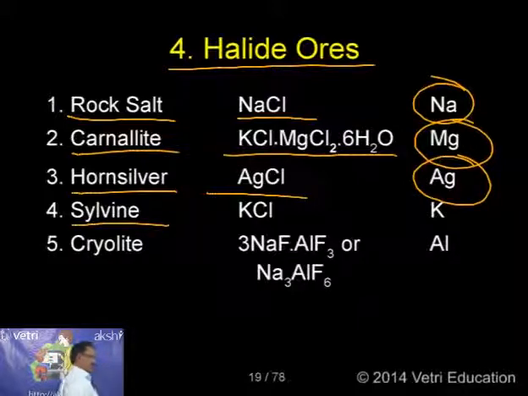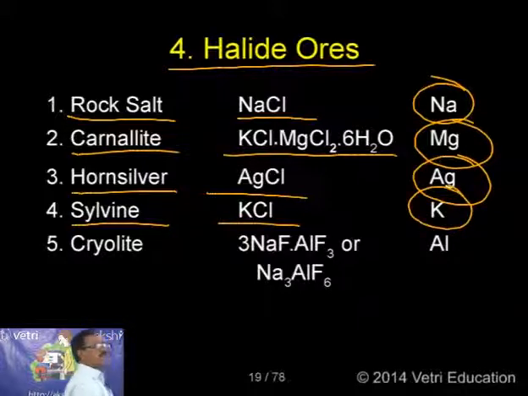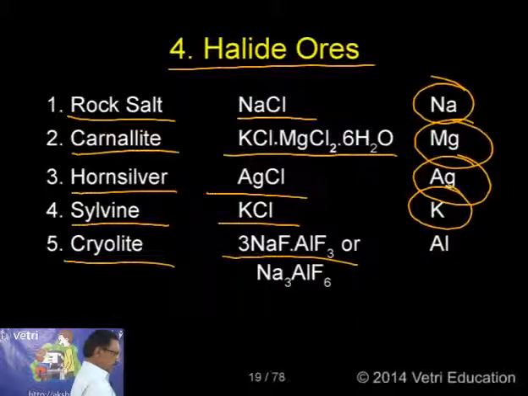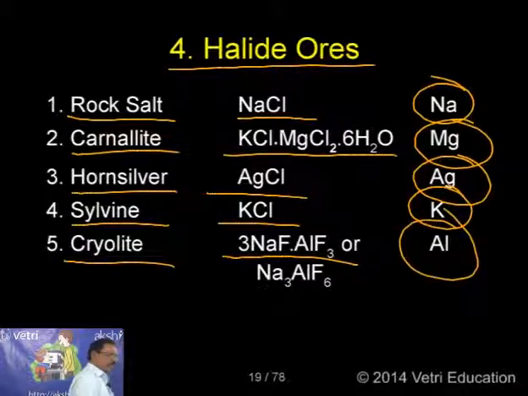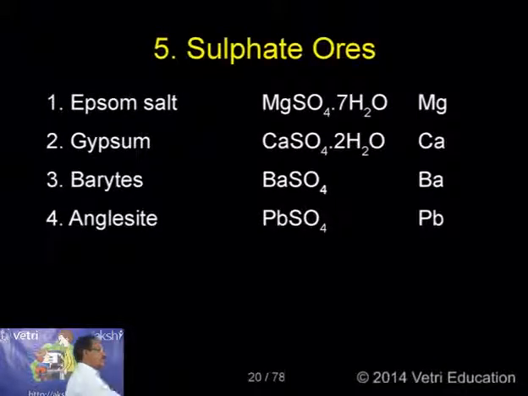And sylvine, another important halide ore, molecular formula KCl, we commonly call it potassium chloride, and potassium is the metal we are extracting mainly from this halide ore. Cryolite, another important halide ore, is a mixture having 3NaF.AlF3, or another way, Na3AlF6 we call it, mainly from this we are extracting aluminium metal profitably from this halide ore, cryolite. Okay, let me go for the next one, fifth type, sulfate ores.